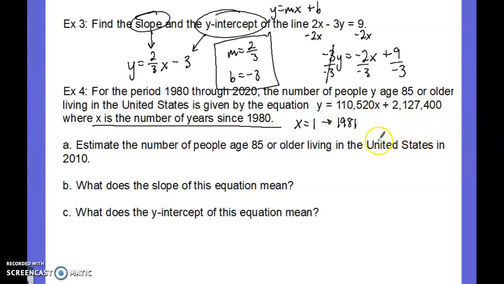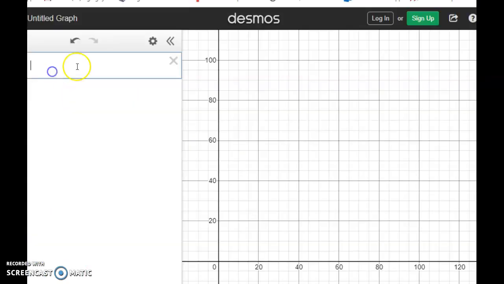So how many years need to elapse to get us to 2010? Well, if you're not sure, do 2010 minus 1980, and you'll see that 30 years have elapsed. That's what you need to plug in for x. And you already know what I'm going to do. I'm going to go to Desmos and plug it in. So that equation, I already forgot what it was.